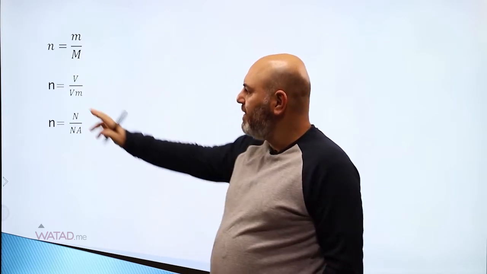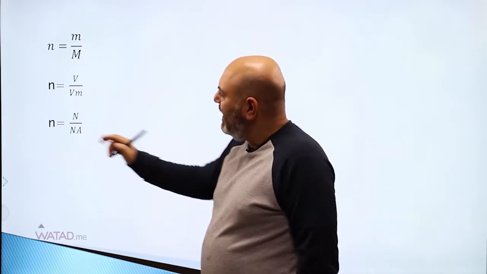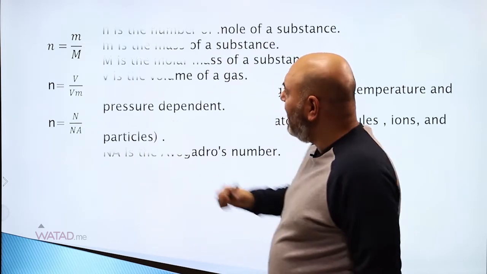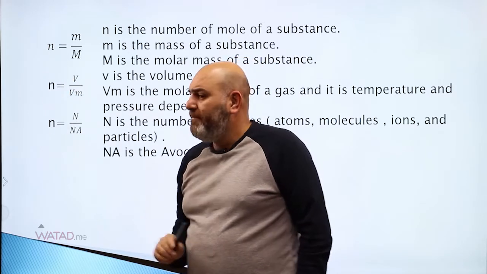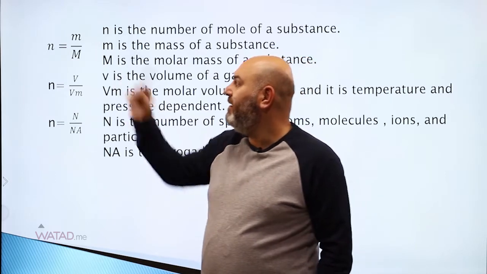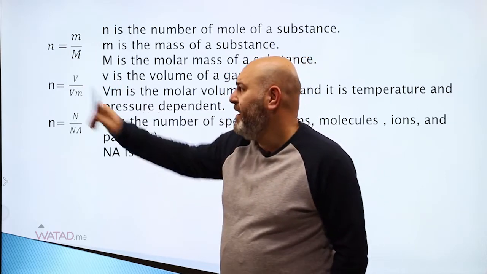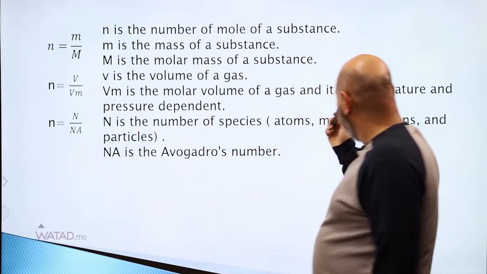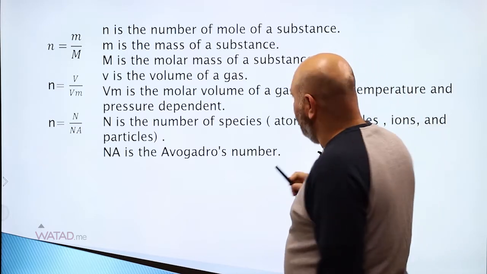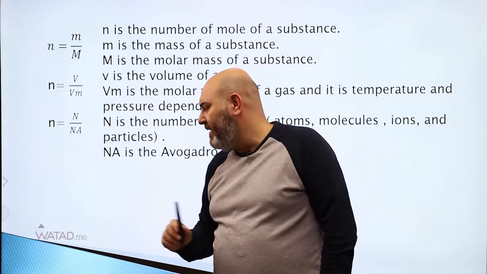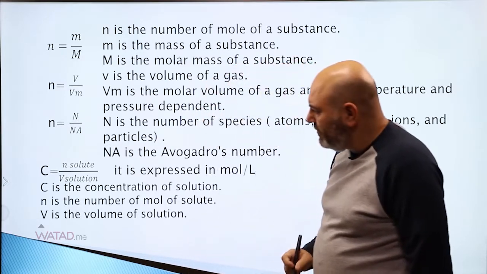These relations are n equals m over M (mass over molar mass), n equals V over V molar, and n equals N over Na. In reality, we have to know that always small n represents the number of moles, small m is the mass, capital M is the molar mass, V is the volume of the gas, V molar is the molar volume of the gas, and usually you have to keep in mind that it is temperature and pressure dependent. And the last one, capital N, is the number of particles, and Na is Avogadro's number.